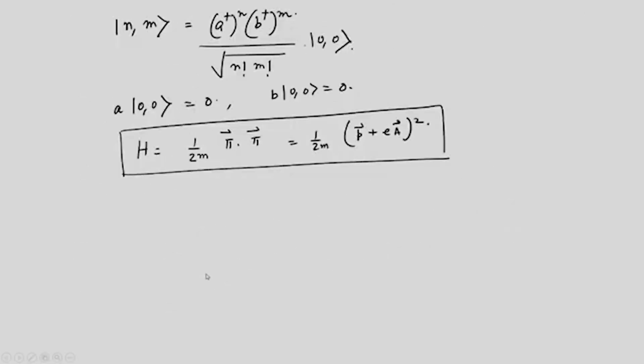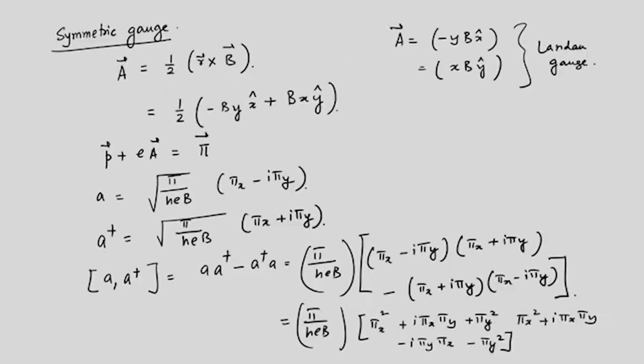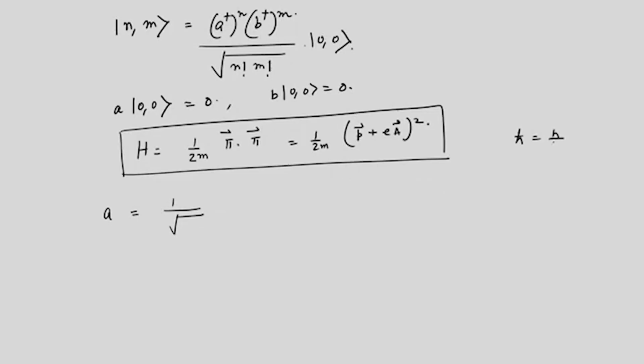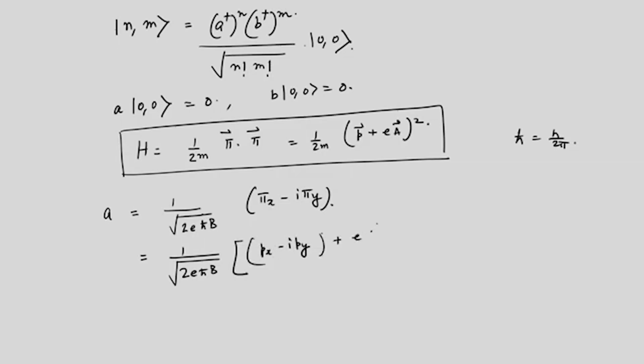In order to do that, let us write down again these A operators, which are 1 divided by, in terms of π, root over 2 e ħ b. Using ħ equal to h over 2π, we can write this as 1 over root 2 e ħ b times (π_x minus i π_y), which is equal to 1 over root 2 e ħ b times (p_x minus i p_y plus e A_x minus i e A_y). So, we write π_x in terms of p_x and A_x, and π_y in terms of p_y and A_y.